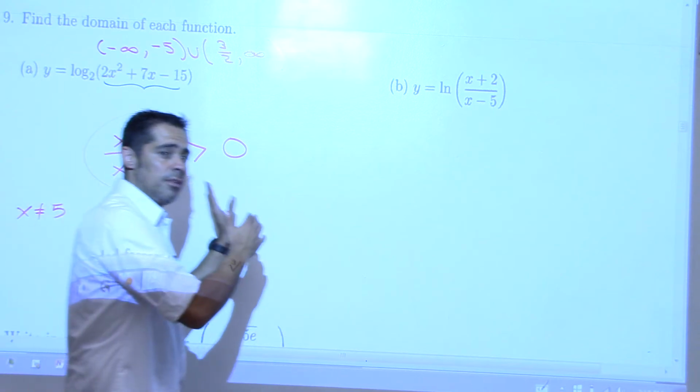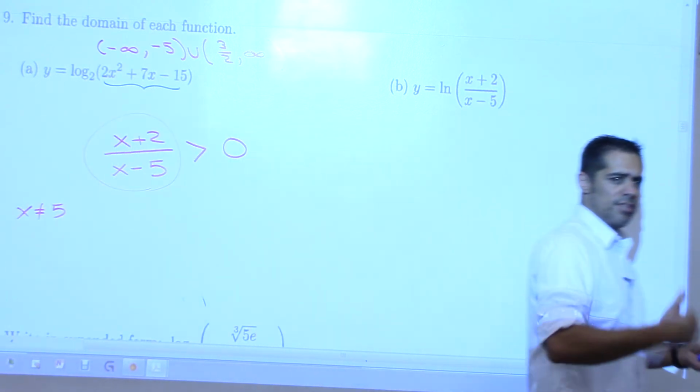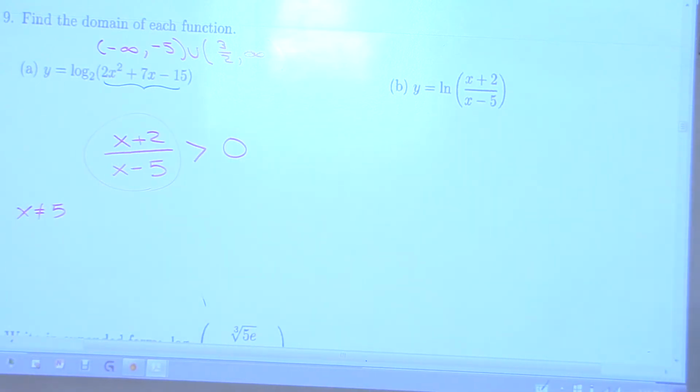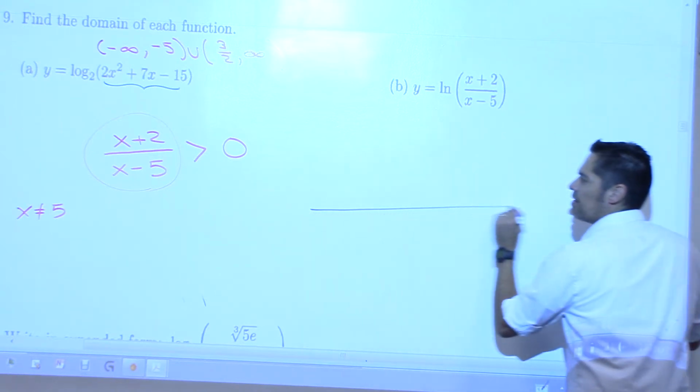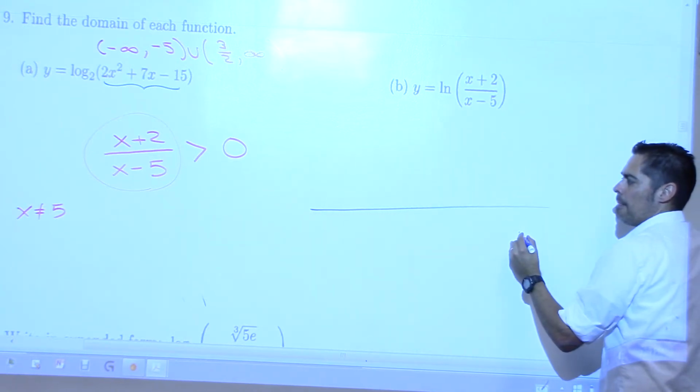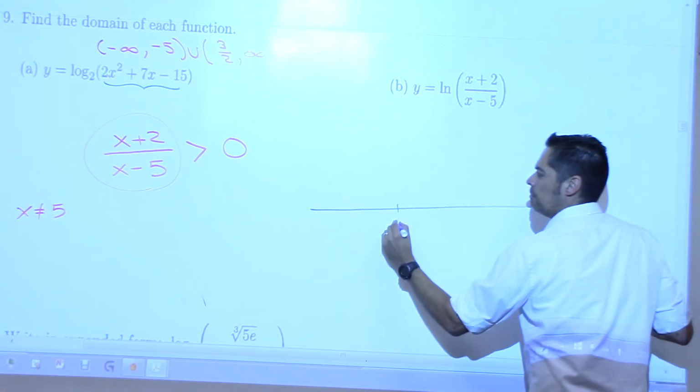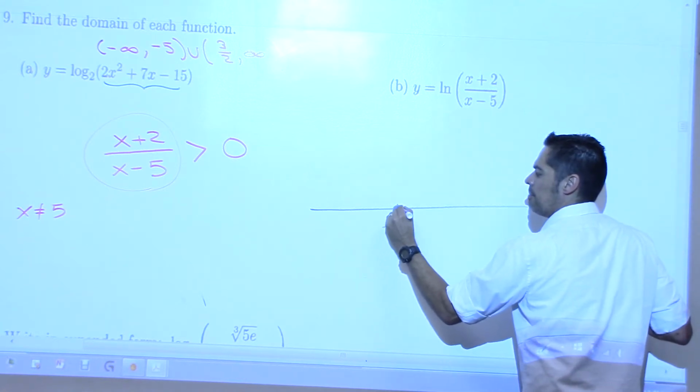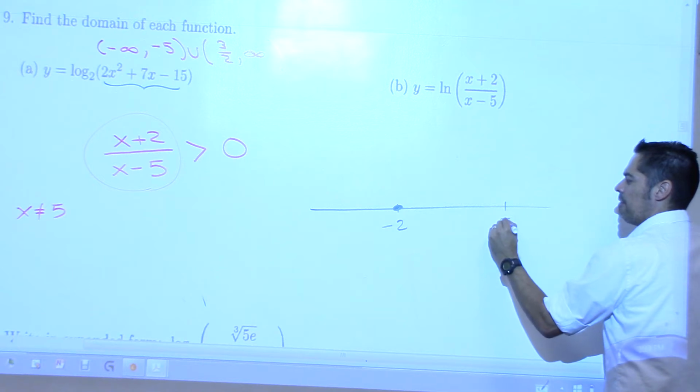And what I told you is for these domain problems, don't go through the whole set process of graphing it. Just find 2 pieces, the x-intercepts and the vertical asymptotes. What's the x-intercept of that graph? 2. That's an x-intercept. And the vertical asymptote is at 5.